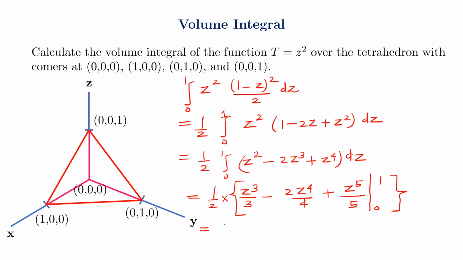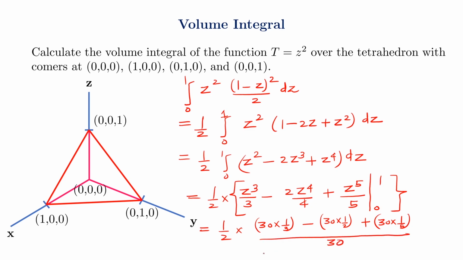So this is equal to 1 by 2 times (30 multiplied by 1 by 3 minus 30 multiplied by 1 by 2 plus 30 multiplied by 1 by 5), the whole divided by 30, which is equal to 1 by 2 times (10 minus 15 plus 6) divided by 30, which is equal to 1 by 60.